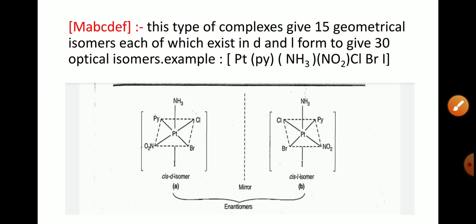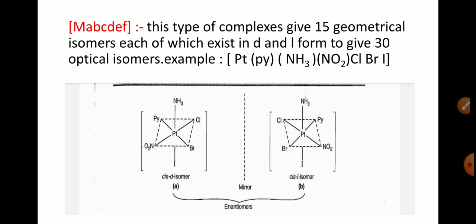Next one is MABCDEF type, where all the 6 ligands are different. These types of complexes give 15 geometrical isomers. When we change the positions or geometrical arrangement of the 6 ligands, we get 15 geometrical isomers. Each one shows optical activity. All the 15 geometrical isomers show optical activity. In total, we get 30 optical isomers.